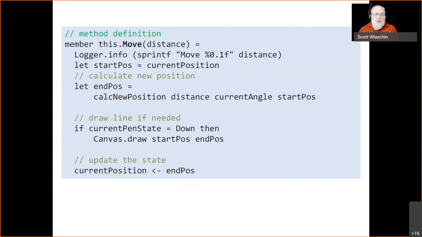We have a dependency on the logger, and we have a dependency on the canvas. I'll talk later on about how to get rid of those dependencies. But for now, we'll just hard code that there is a canvas and there is a logger. This backward arrow is F#'s version of assignment. It's not using equals, it uses a backwards arrow for assignment because we rarely use assignments.